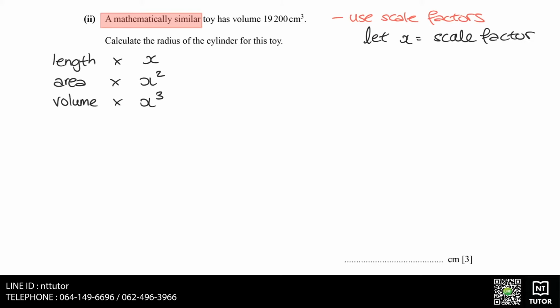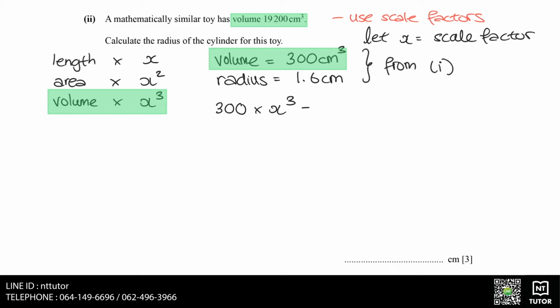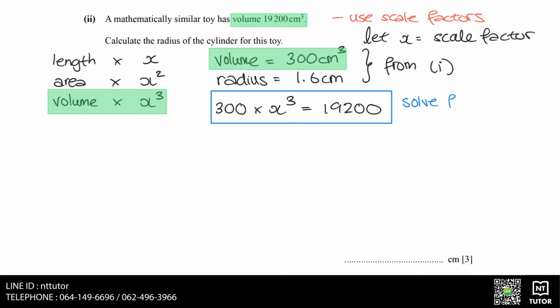We are given the volume and the radius of the original toy from part B. And we are given the volume of the mathematically similar toy in this part of the question. So we have volumes of both toys. Therefore, we can use the volume to find the scale factor. As the volume of the original toy multiplied by the scale factor cubed should equal the volume of the mathematically similar toy. And we can use this expression to solve for x, which is the scale factor.